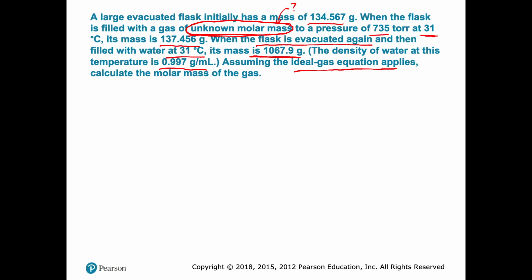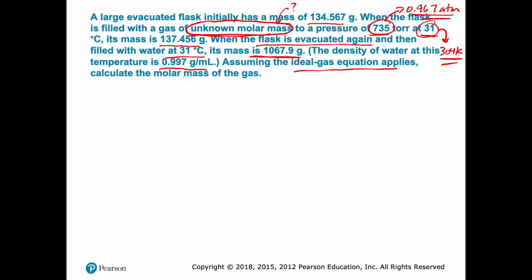So the first thing I would do is go over here to the 735 torr and convert that to atm, because it needs to be in atm. When you convert that to atm, it is 0.967 atm. If you don't know how to convert it, it's in the notes, and you can just do dimensional analysis. Then let's do the same thing with the 31 degrees Celsius. This in Kelvin is 304 Kelvin. Those numbers are going to be needed later.